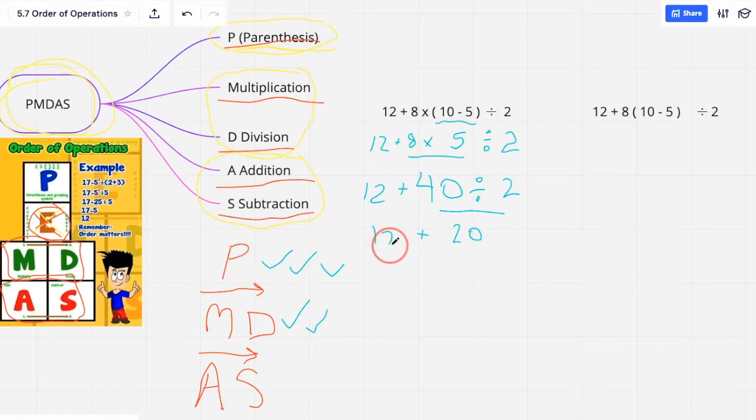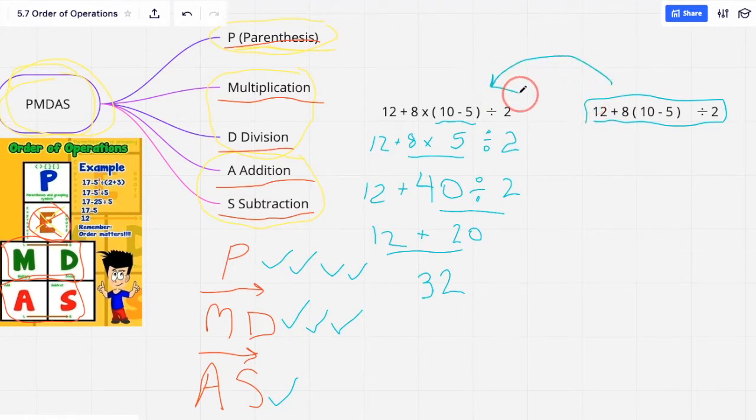Rewrite the problem. I don't really have to do it, but just to be sure, do all my steps. 12 plus 20 is 32. That is order of operations. Now, if you look over here, there is another problem. It kind of looks the same as this one, doesn't it?